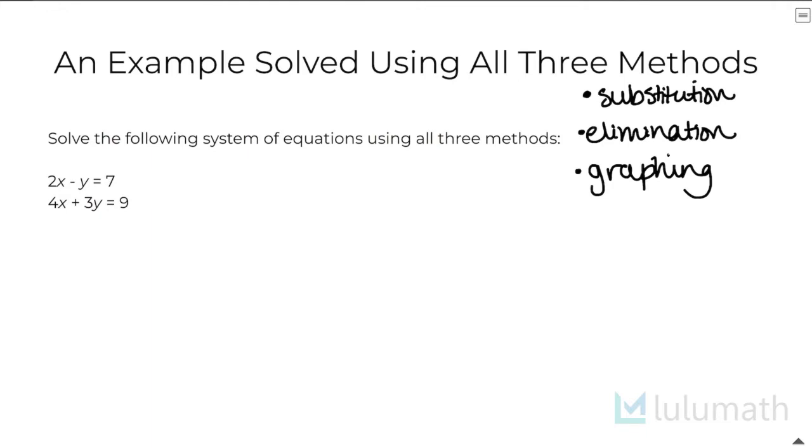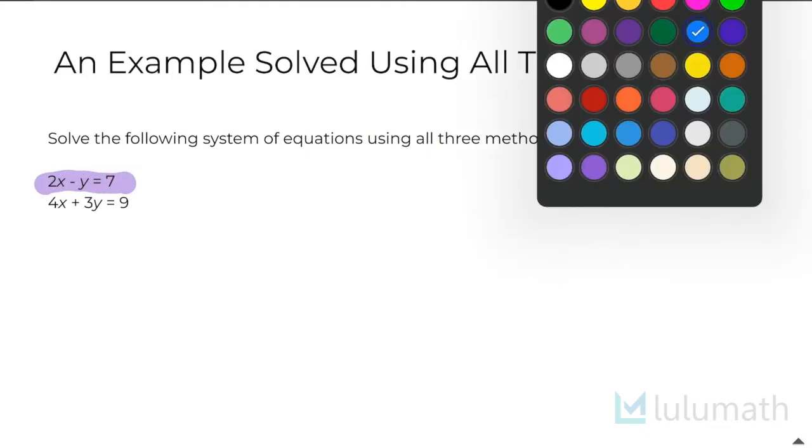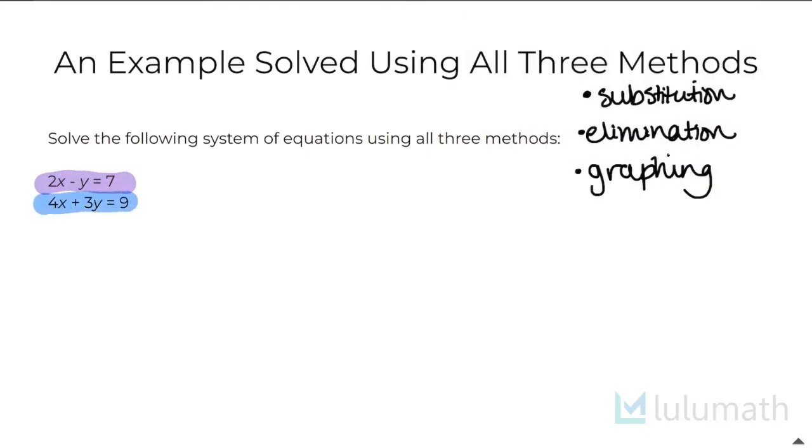So if you look right here, our first equation is 2x minus y equals 7, and our second equation is 4x plus 3y equals 9. So what I want to do is decide on which equation I'm going to isolate a variable in. And it seems to me that isolating a variable in this first equation will be the easiest thing because this minus y is minus 1y. So that's going to make my life a lot easier. So let's go ahead and label here that we're using substitution for this method, okay?